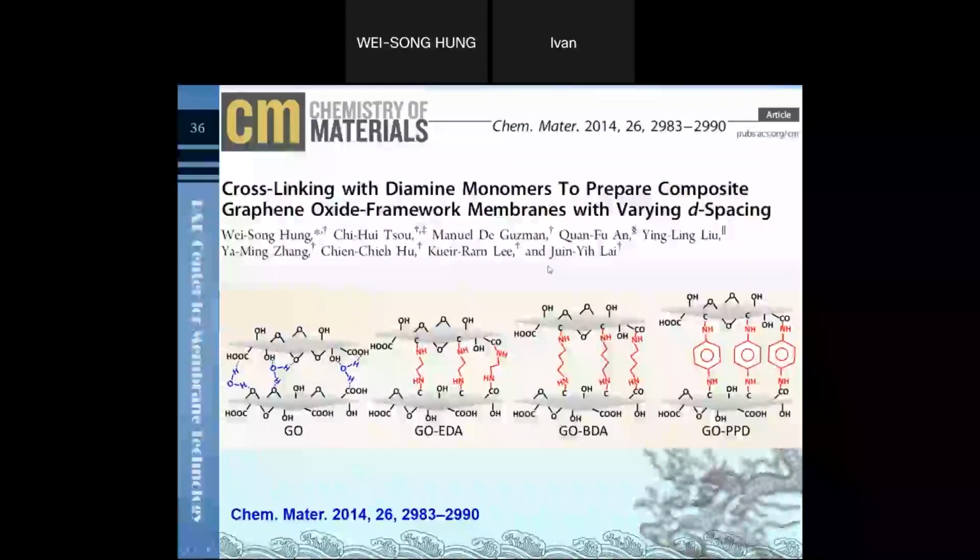Then we considered that graphene oxide has many oxidation functional groups, based on our introduction. So we cross-link different diamine monomers with the graphene oxide functional groups by a condensation reaction. So we prepare graphene oxide framework structures with various D-spacings, to be used for the separation of ethanol.